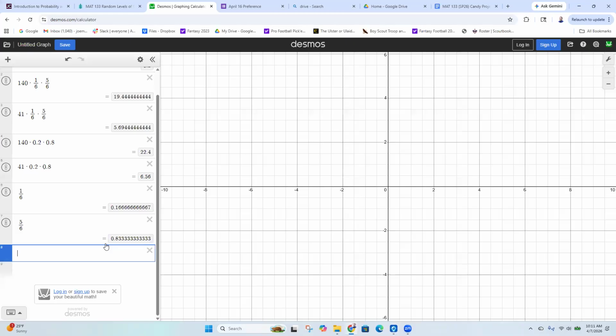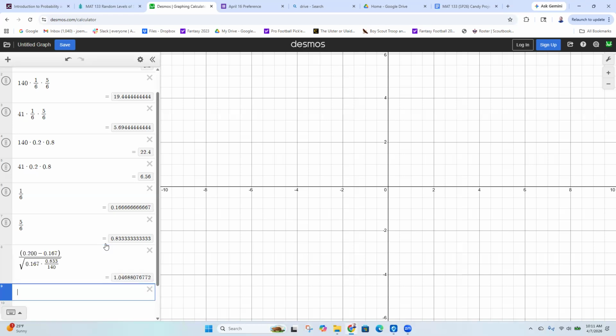Okay, so it's going to be parenthesis 0.2 minus 0.167, close my parenthesis, divide by SQRT, 0.167, 0.833, divided by 140. And I get a z value of 1.0469. I'm going to do 4 decimal places here. Now that's my Z value. Yours is going to be different, which is fine.